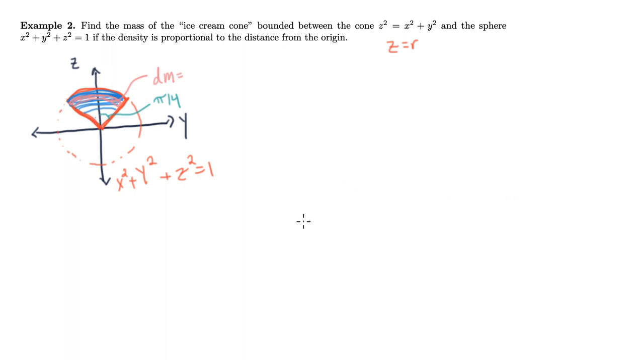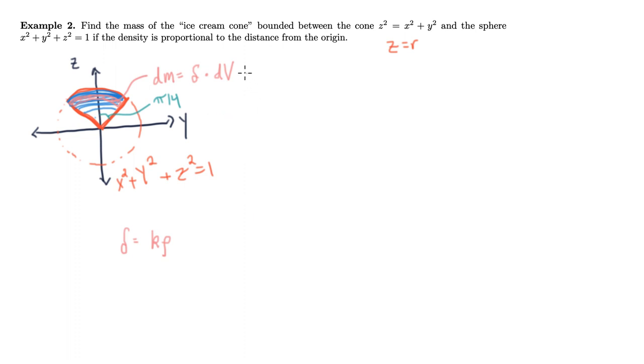The density, it says, is proportional to the distance from the origin, but the distance from the origin is just rho. So the density is really just k times rho. This shell of mass element I'm taking has constant distance from the origin. So in other words, the density over the shell will be constant. In this case, it will just be delta times the volume element, and we'll talk about what the volume element is.